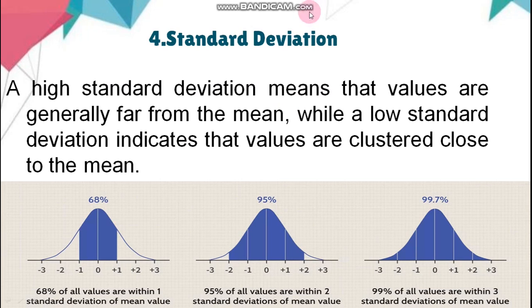Next one is standard deviation. Standard deviation means how far the value is deviating from the mean value. If the standard deviation is low, it indicates most of the values are closer to the mean value. The best thing is the researcher should concentrate to reduce the standard deviation value.